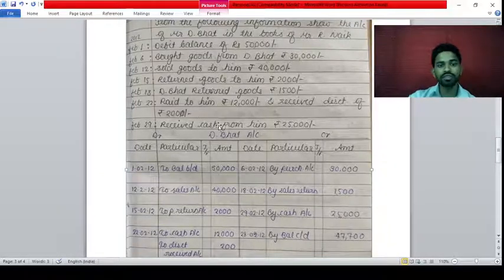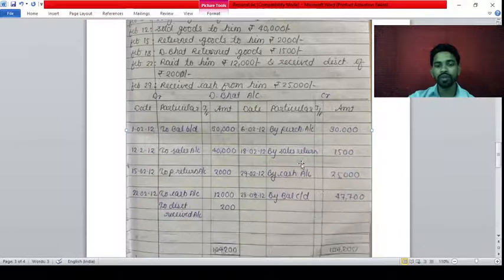Next, received cash from him rupees 25,000. Received cash from him means from whom? From the debit. So cash account debit to debit account credit. Cash account debit is there, no? So this cash account debit, we have to make the credit to the debit account. So on 29th 5th 2012, by cash account credit, it's 25,000.